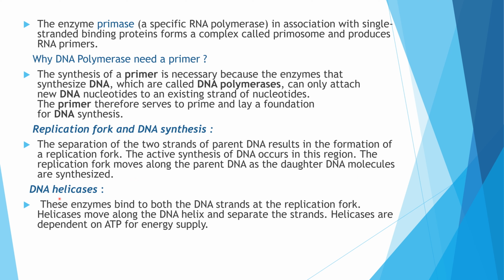DNA helicases are the enzymes that unwind the DNA double helix by breaking the hydrogen bonds down the center of the strands. These enzymes bind to both the DNA strands at the replication fork. Helicases move along the DNA helix and separate the strands. Helicases are dependent on ATP for energy supply.